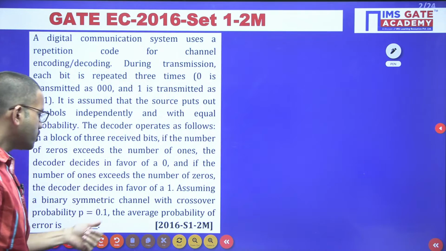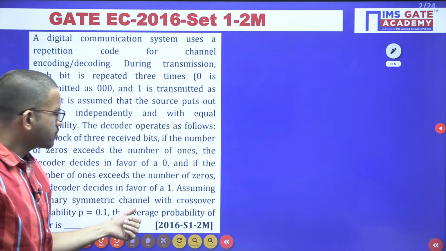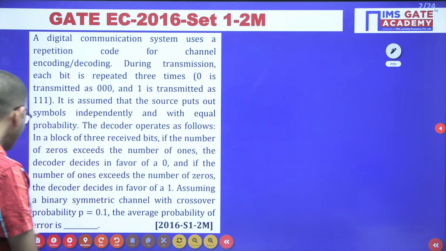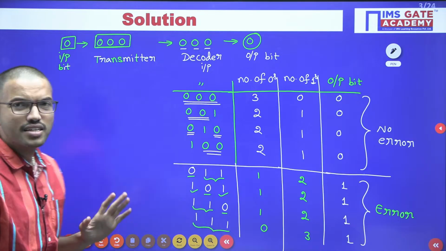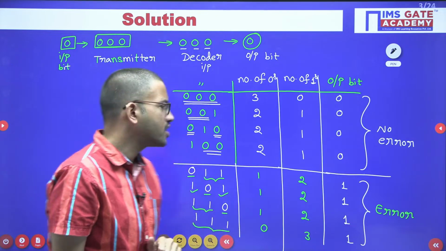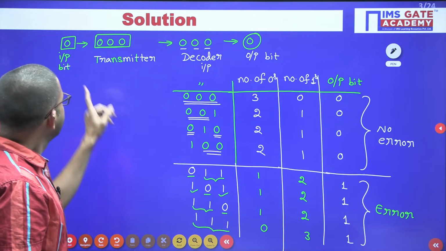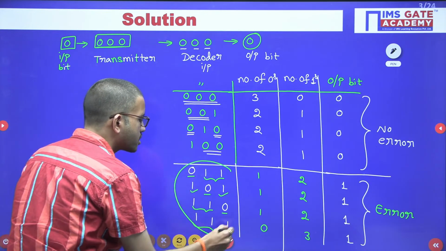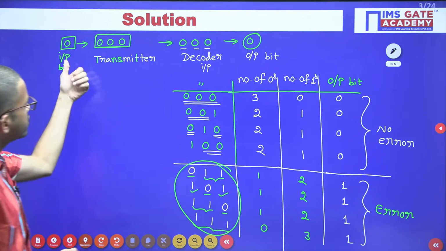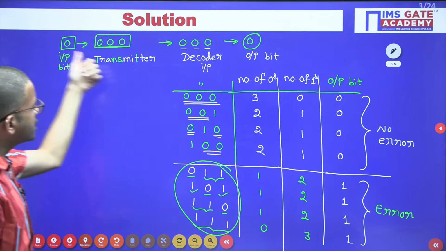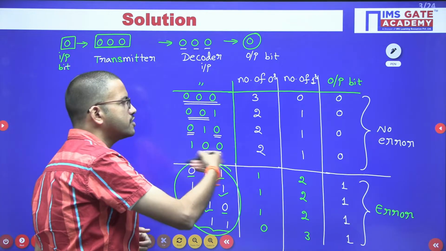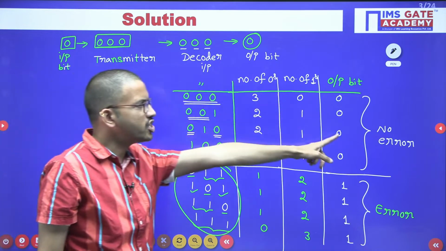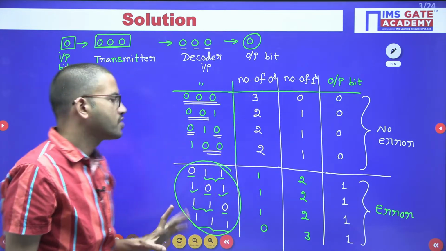So the crossover probability they have given is 0.1. Now the question is the average probability of error. Average probability of error or probability of error, all are the same. Here we have to focus on these 4 combinations only, because we have transmitted 0. Suppose you have transmitted 1, then you will focus on these 4 combinations, because when you transmit 1 and the output is 0, that is the error.